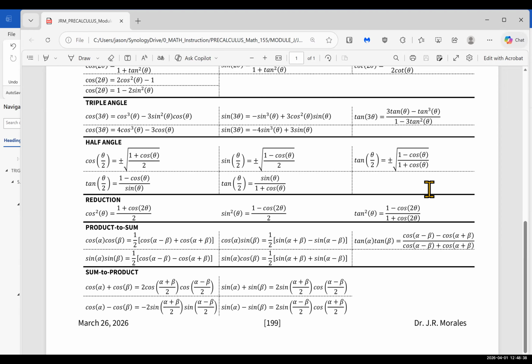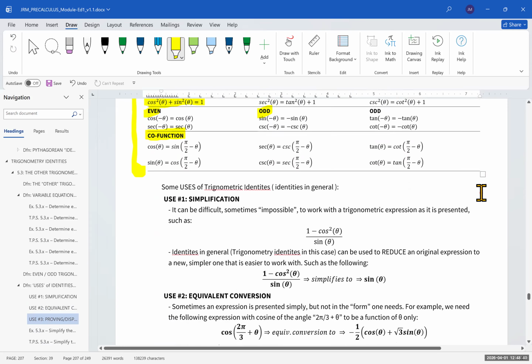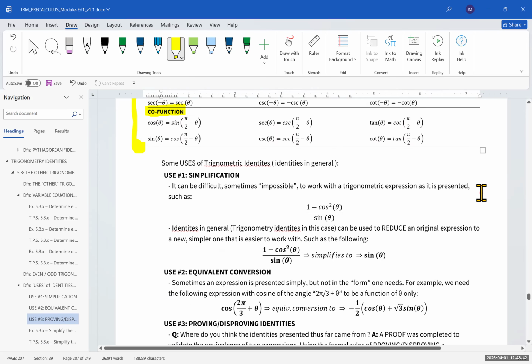Okay, so why are there so many more identities? What good are they? What purpose do they serve? And so some uses of trig identities, number one: you can use them for simplifying expressions or in order to help you simplify an equation.